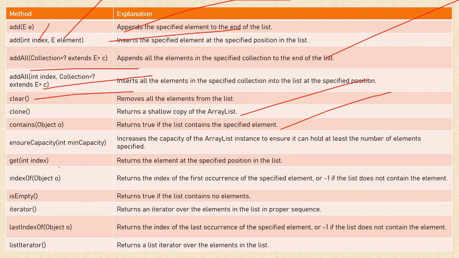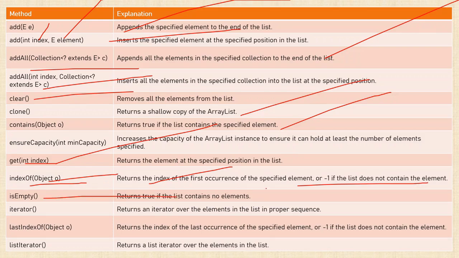Get is used to fetch the data depending upon the index. Then indexOf returns the index of the object. Sorry, it will return the index of the object, and if it is not present, it will return -1.